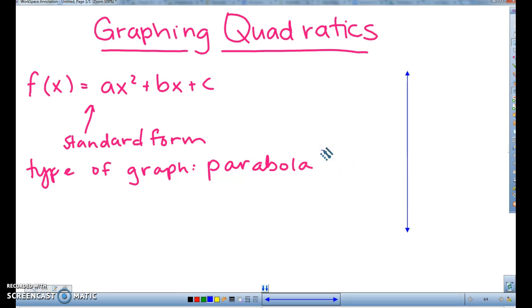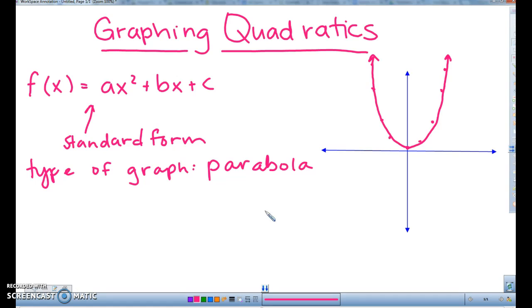So let me get my coordinate plane here. And a parabola will take the shape kind of like this. Basically it makes a nice big U shape.